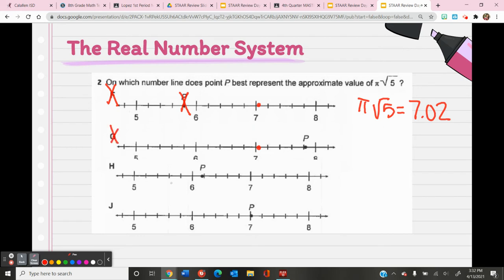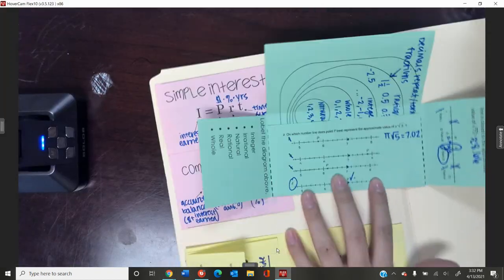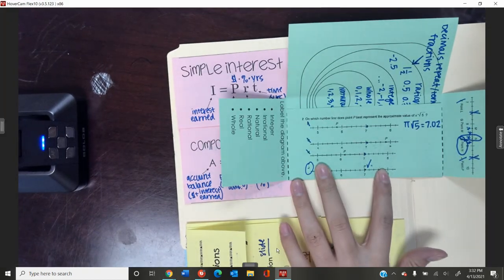So that's incorrect. Again, my answer should be right here at 7.02, and P is less than 7, so it has to be above 7. And then J is in the correct space. It's slightly to the left of 7, so that means J is my answer. This is where point P belongs. Okay, so on your foldable, this is what you should have written down.